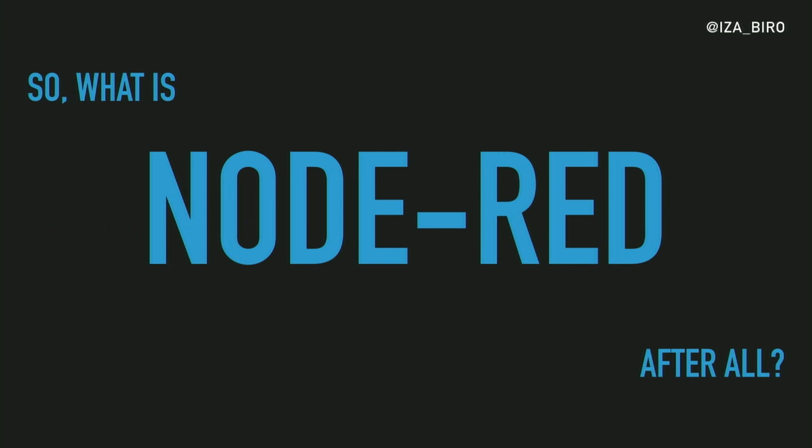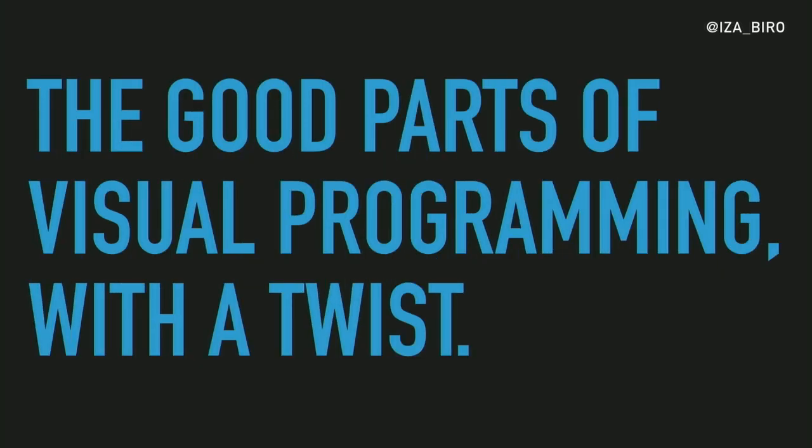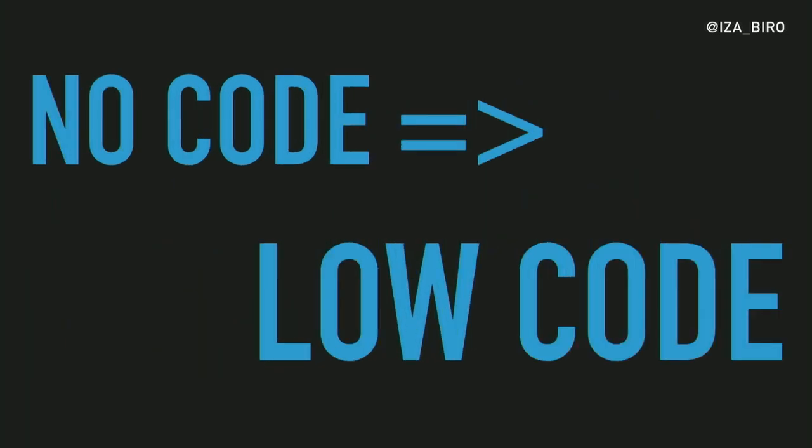So what is Node-RED after all? We've heard the visual, the functional programming. So how does that get combined? It really is an embodiment of flow-based programming. So you've seen the little black box illustration. That is exactly how Node-RED works. It took some parts of visual programming, but put a twist on it. Visual programming is a no-code environment, but Node-RED is low-code. It is a visual interface, but you can still write your code.